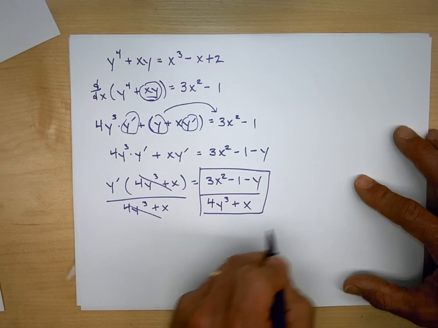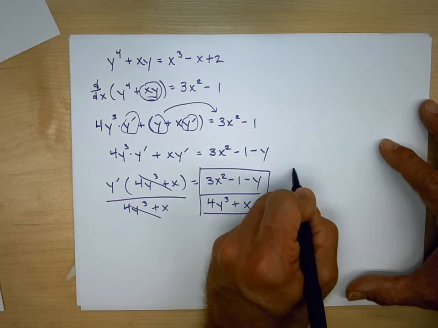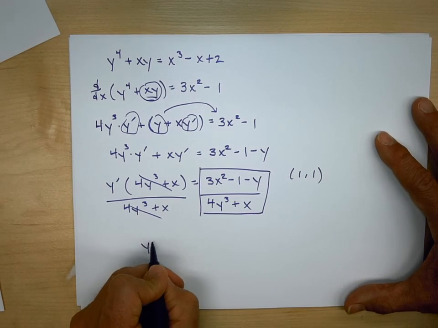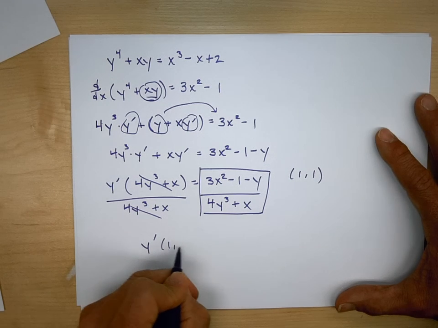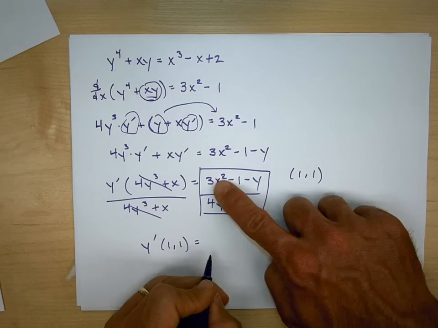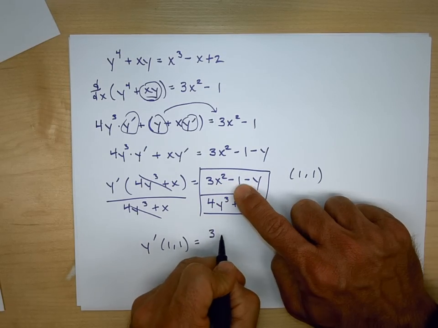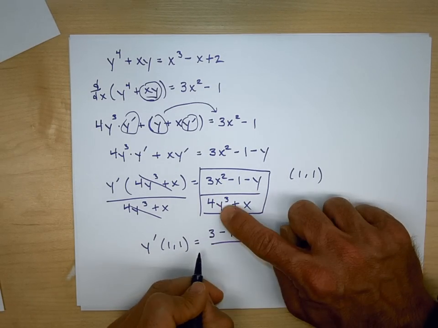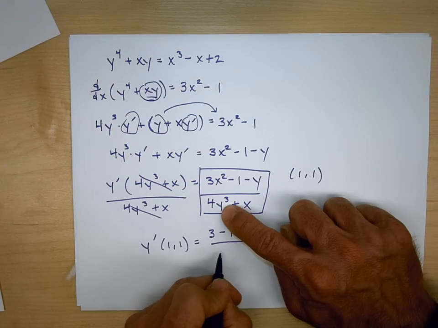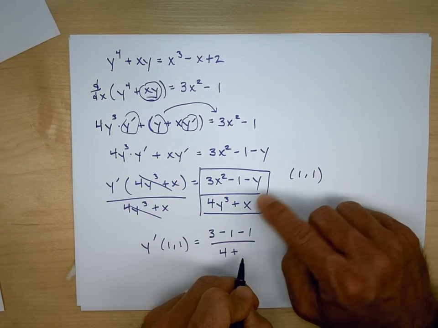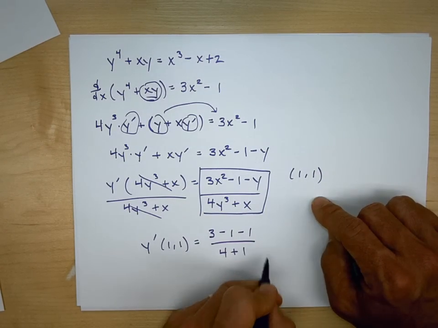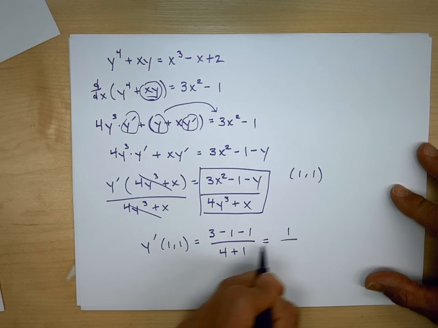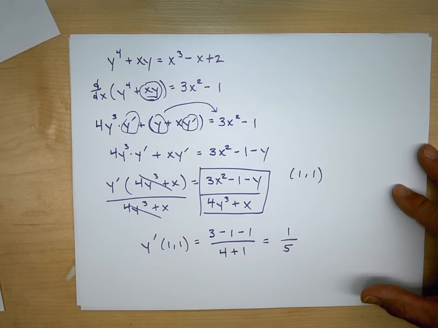Now, remember, in this case, I actually want to find the slope of the tangent line at 1, 1. So then y prime at 1, 1, I'm putting 1 for x, so I get 3 minus 1, putting in 1 for y. In the denominator, I'm putting in 1 for y, so that's going to be 4 times 1 cubed, which is 4, plus, I'm putting in 1 for x. So 3 minus 1 is 2, and 4 plus 1 is 5. So that is the slope of the tangent line.